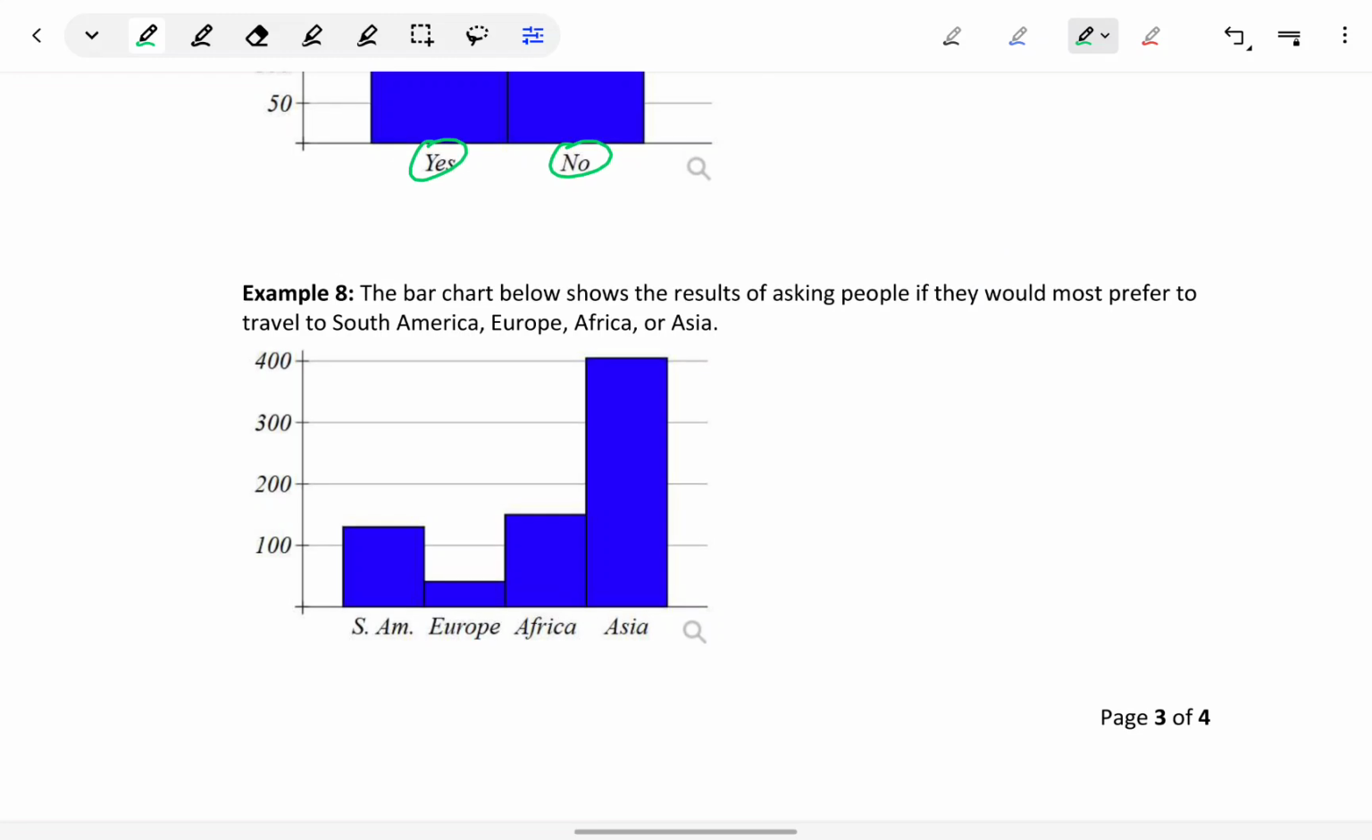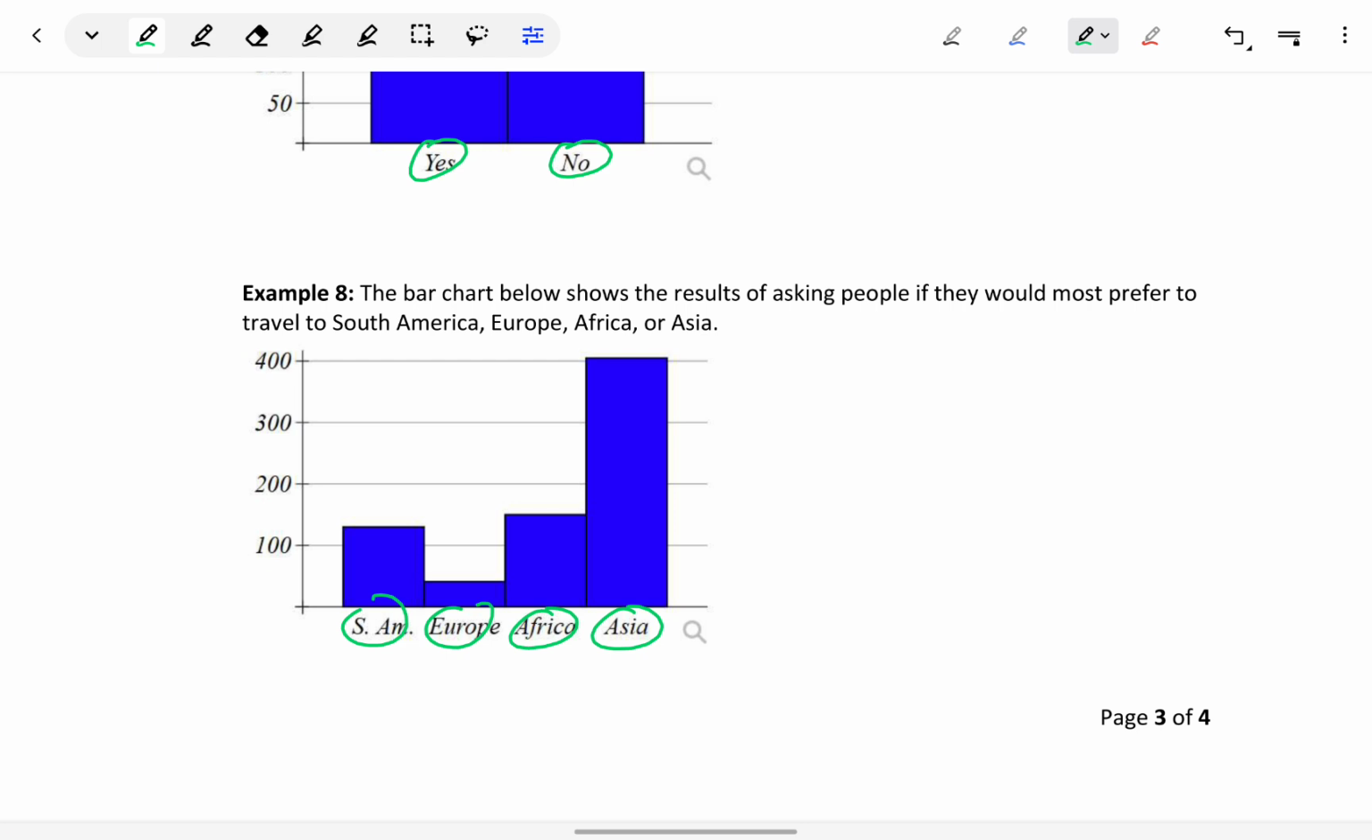And then similar to a pie chart, if we have more than two possible responses, we add additional bars to represent those additional responses. So in part A of the example, rather than asking people if they've traveled internationally, we ask people if they would most prefer to travel to South America, Europe, Africa, or Asia. Since we have 4 different responses, we have 4 different bars, where again the height of the bar reflects how many people replied with that answer.